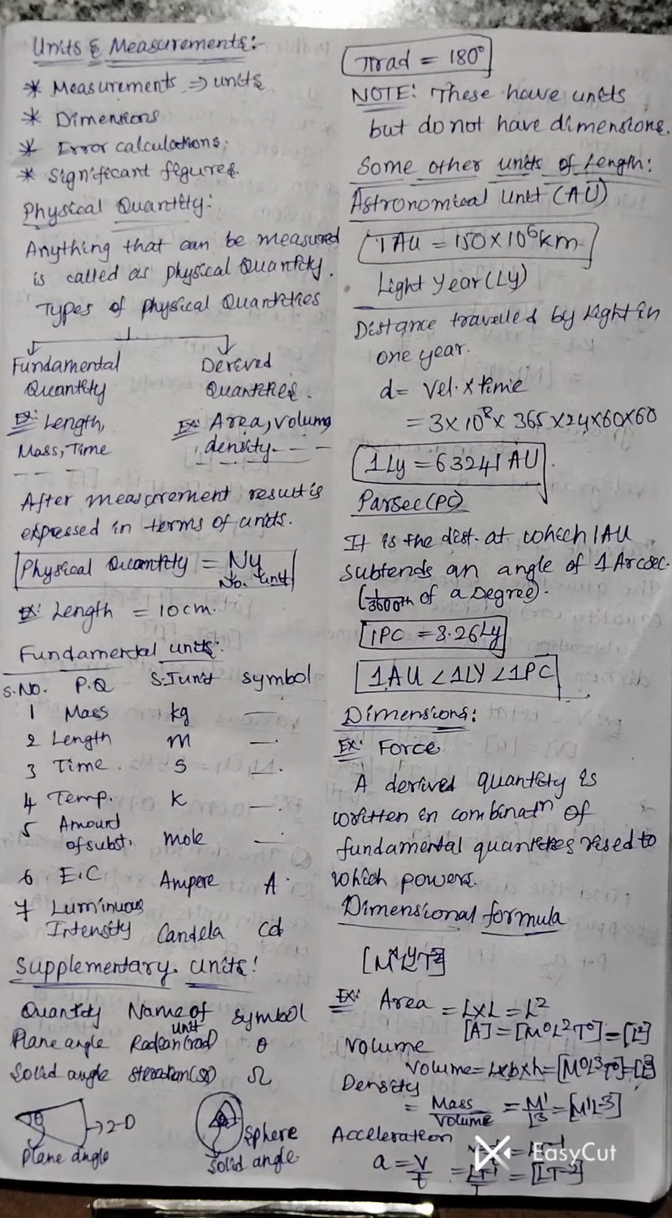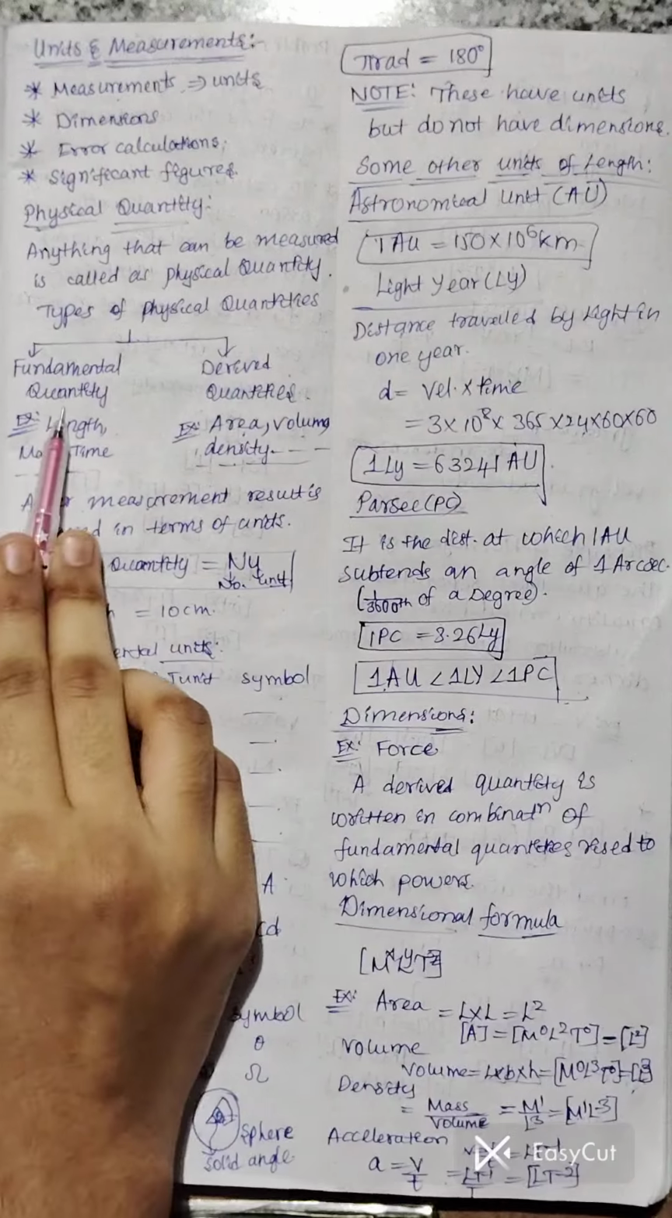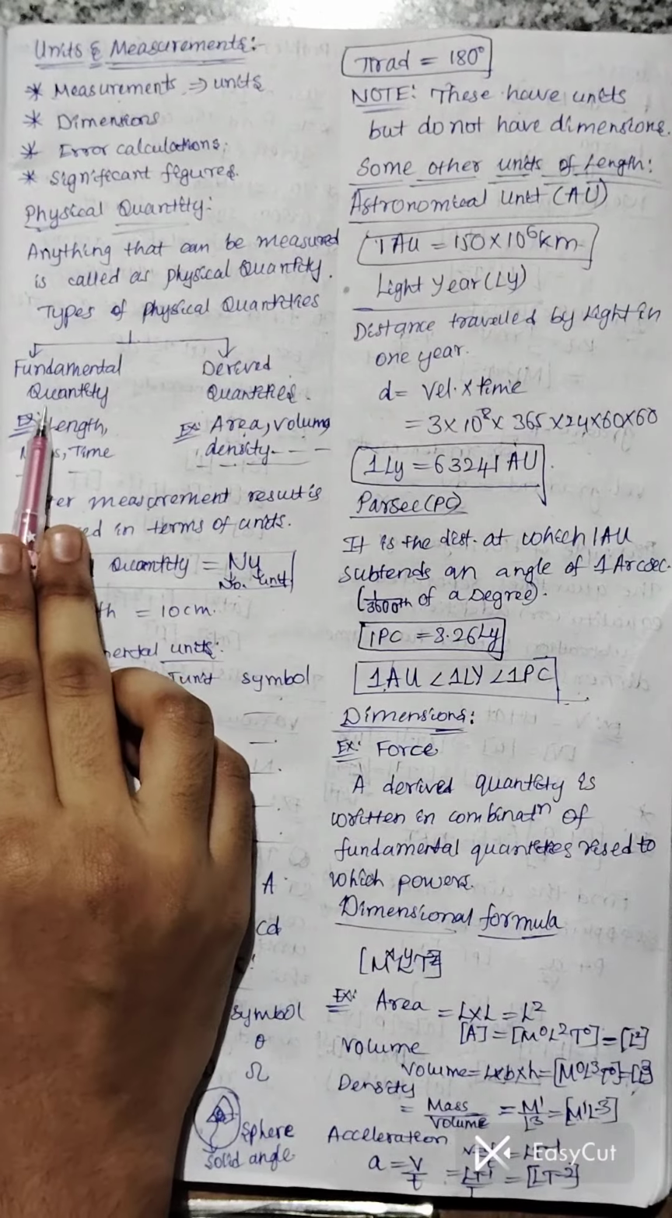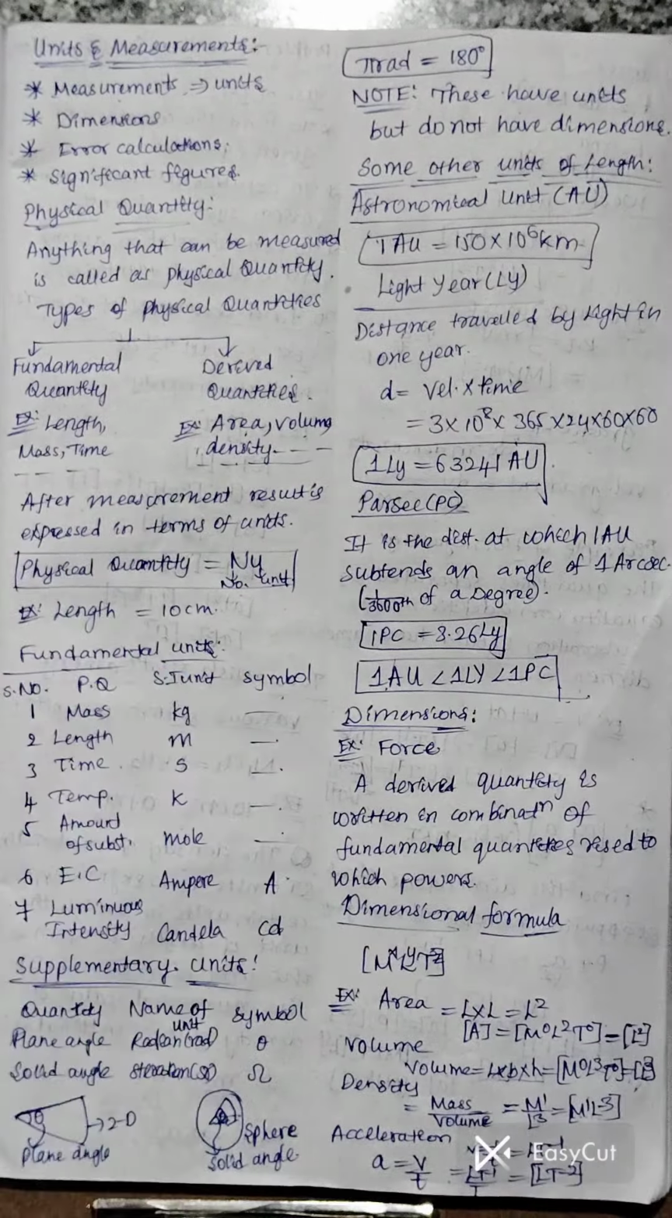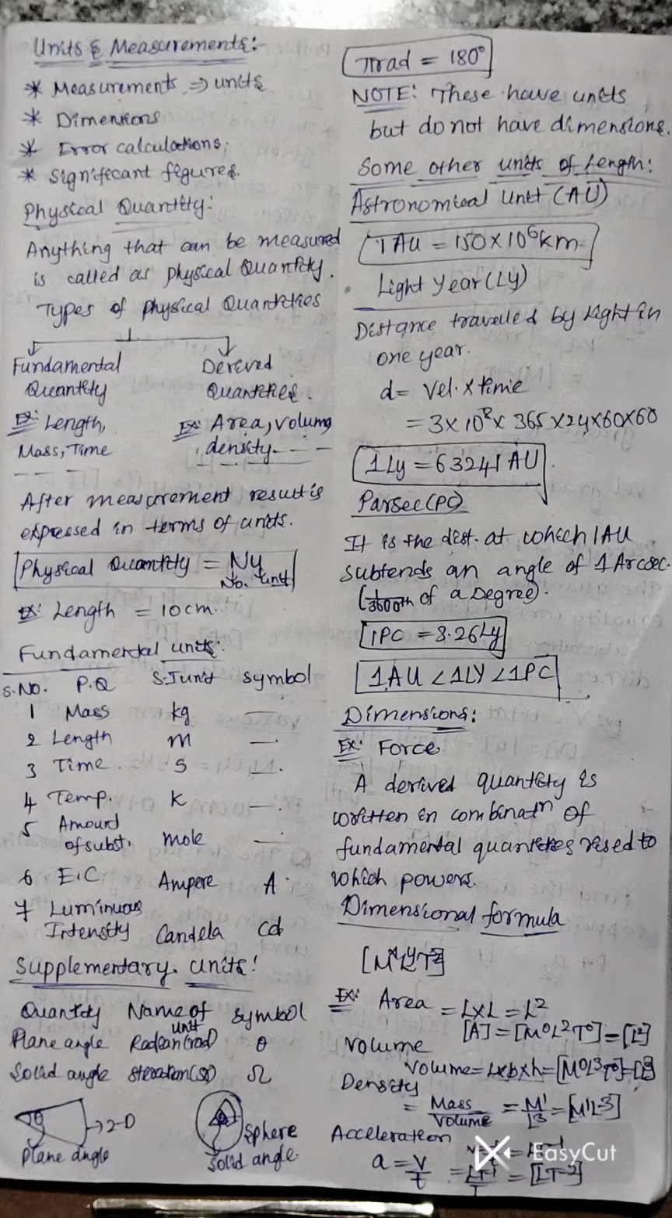And then coming to types of physical quantities, there are two types of physical quantities. These are fundamental and derived quantities. The examples for fundamental quantities are length, mass, time, temperature, amount of substance, electric current, luminous intensity.